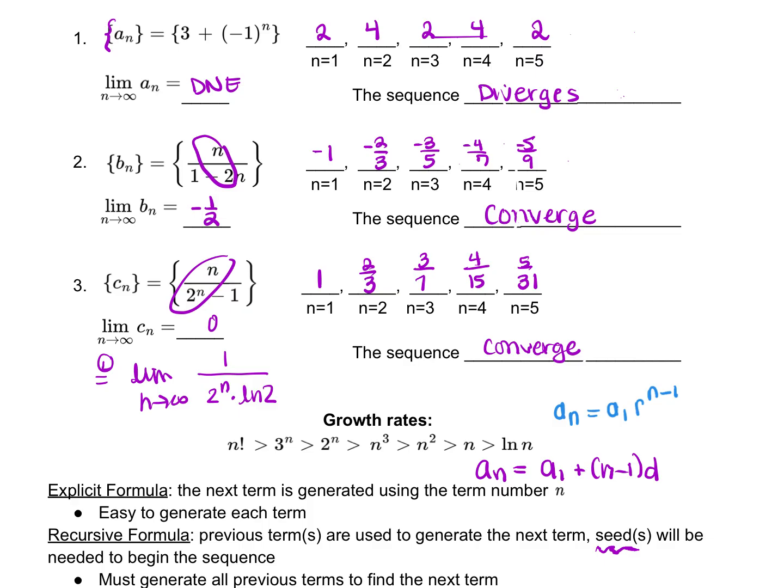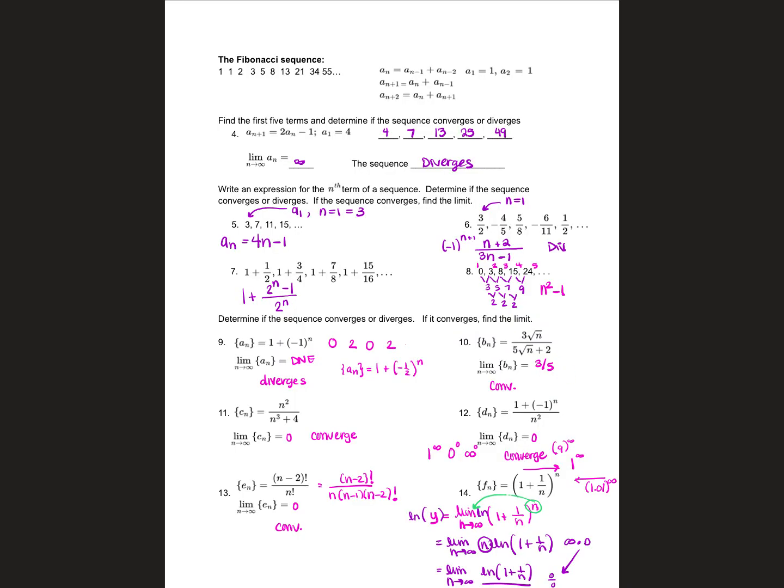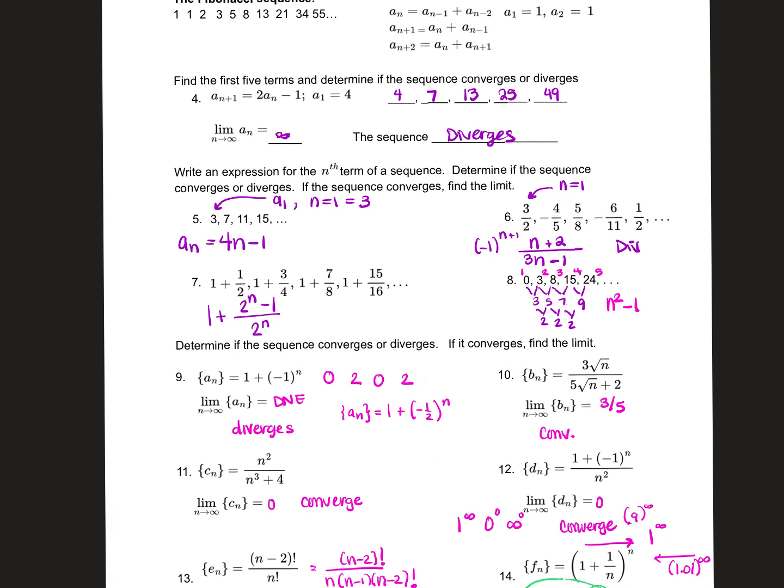The other type of sequence you guys have talked about briefly in the past is recursive. In recursive, it requires the previous terms in order to generate the next one. It's not easy to find like the 100th term. To find the 100th term, you'd have to find all 99 in front of it.